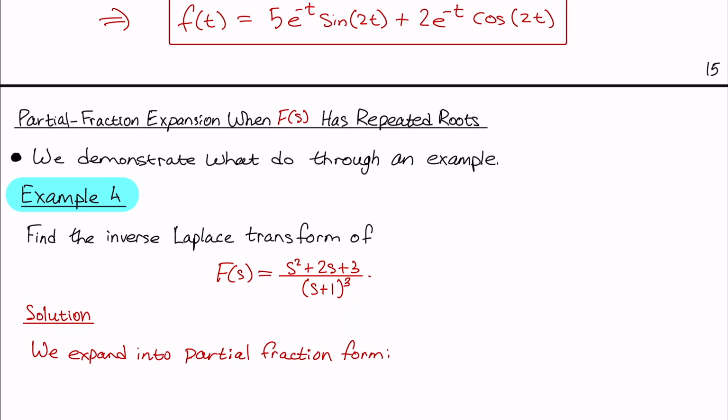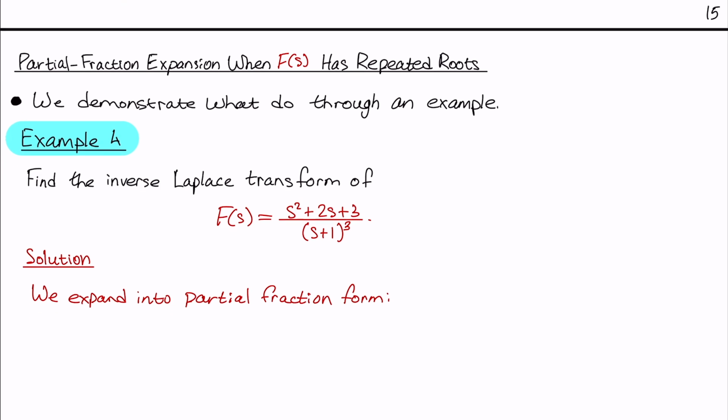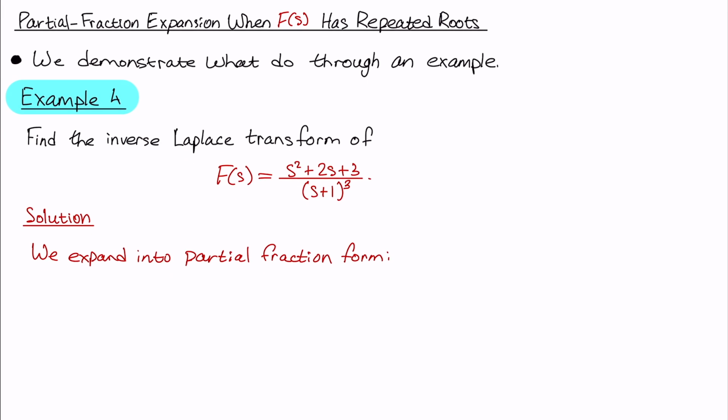Okay, we're going to look at now what to do when you have repeated roots. We're going to do this through an example because it's just a mess if you do it generically. So we're given the following Laplace transform, and in the denominator we have this s plus 1 term cubed, so we have a repeated root, or a repeated pole.